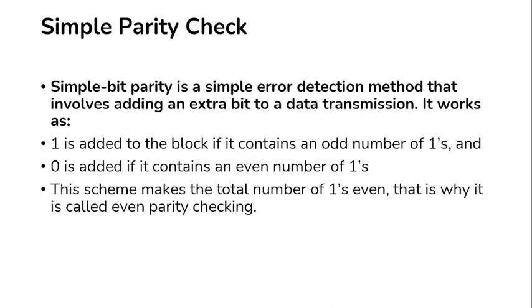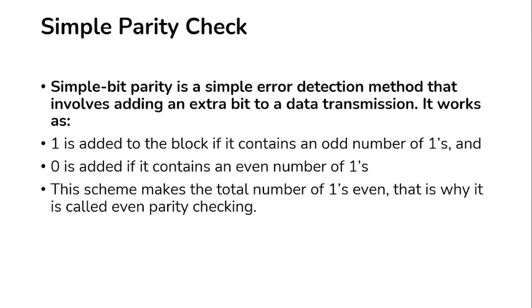We are going to discuss the four different methods of finding the errors after the data has been sent from the sender to the receiver. The first method is known as single parity check. Single parity check is a simple error detection method that involves adding an extra bit to the transmission.